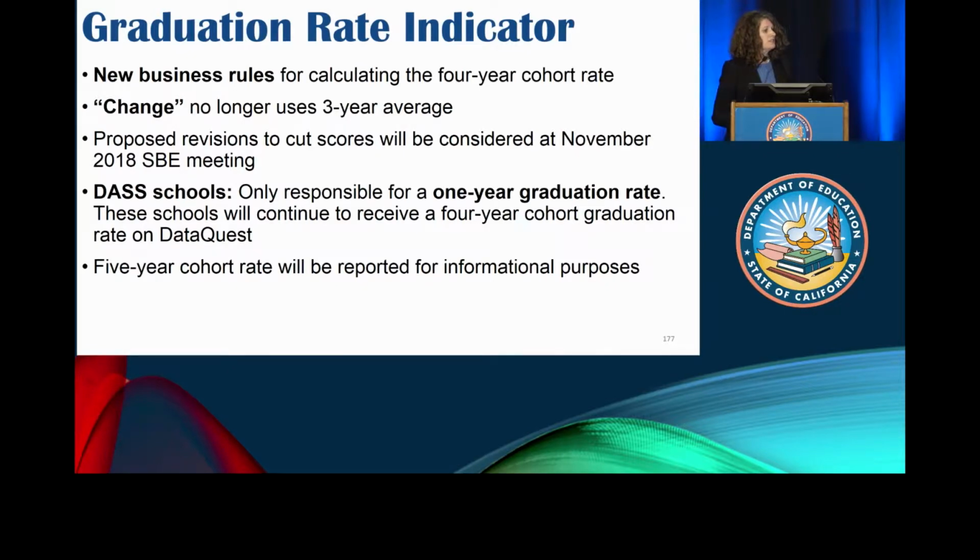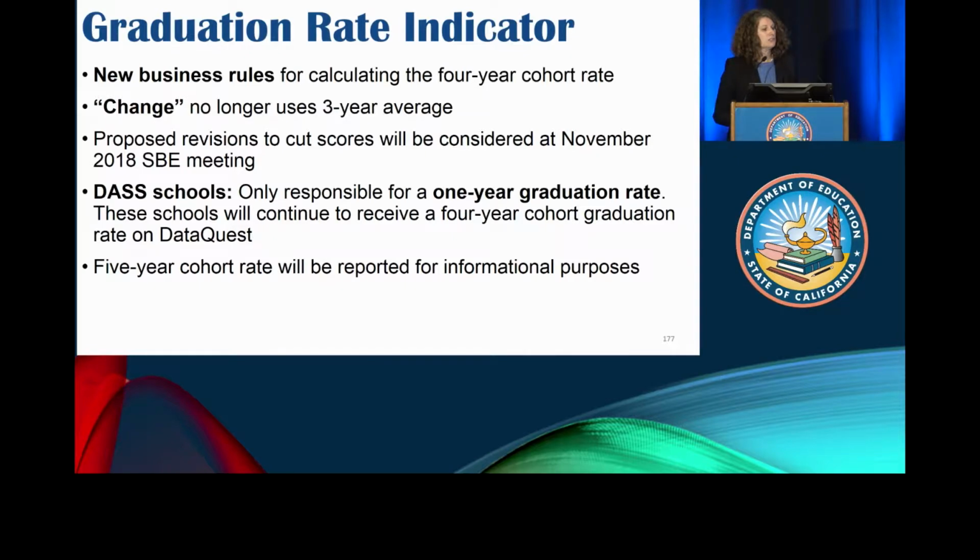Some other changes is that we're no longer using a 3-year average for change. We're simply looking at how many students graduated in the class of 2018 versus the class of 2017. We will need to take this back to the State Board of Education in November because we believe that we need to make some revisions to our cut scores.